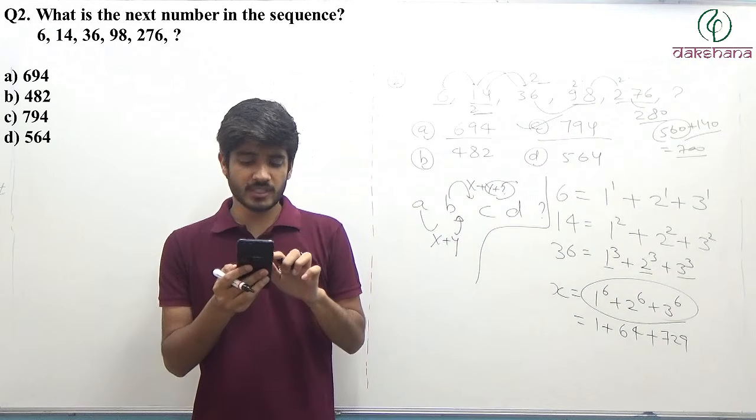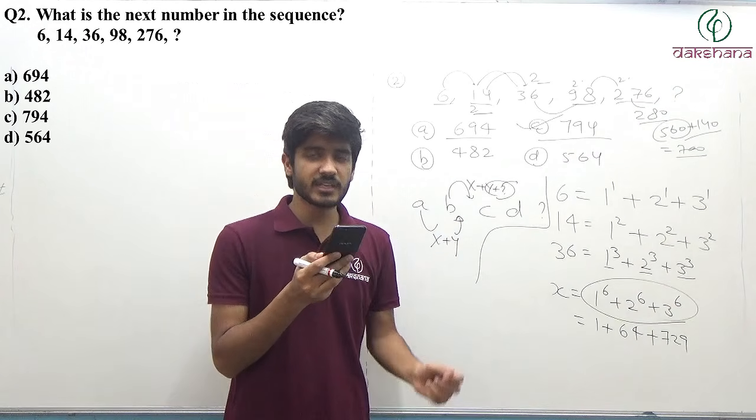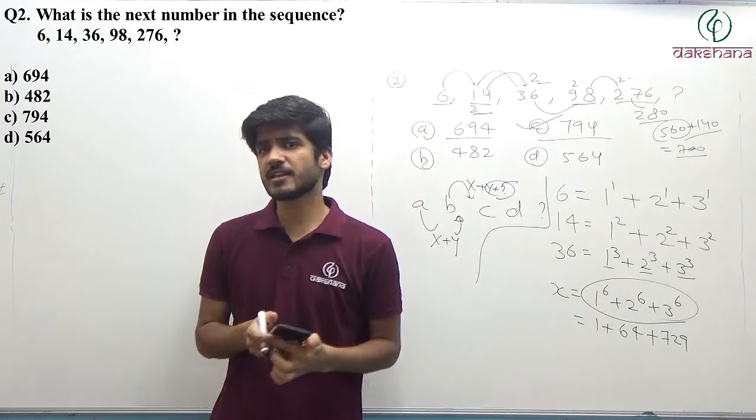And let's go to question number 3. So the correct answer for the previous question is option number C. Question number 3 is from the letter series. Okay, that was the number series, this is the letter series.